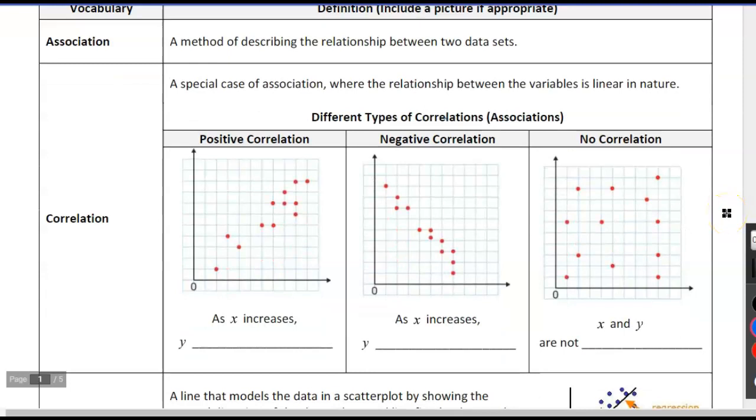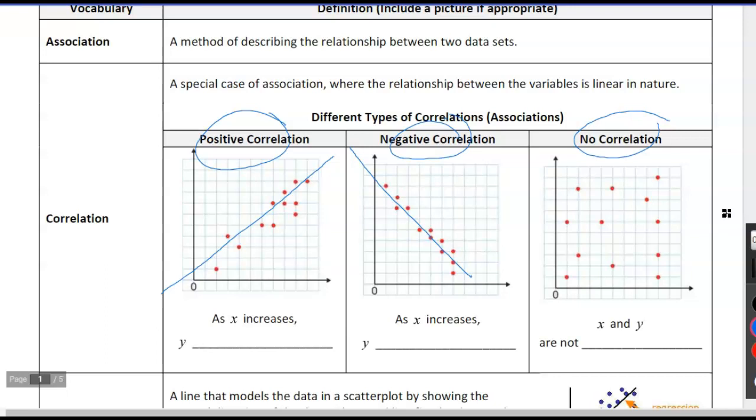So an association is a method of describing a relationship between two sets. And then we have some special cases of associations where it is linear in nature. So we have three types: positive, negative, and no correlation. Later in the lesson, if it's positive, it's going to relate to having a positive slope. And if it's negative, it relates to a negative slope. This one here, you can't find a slope.